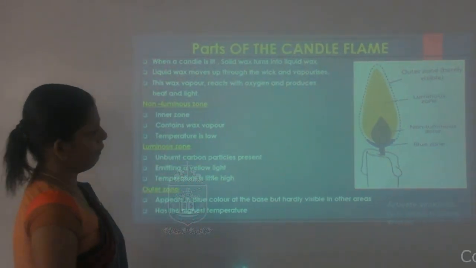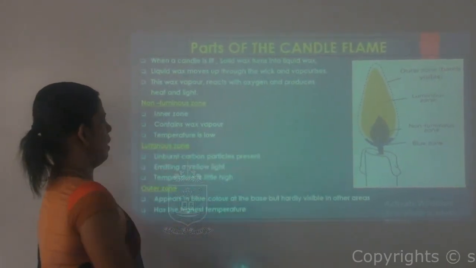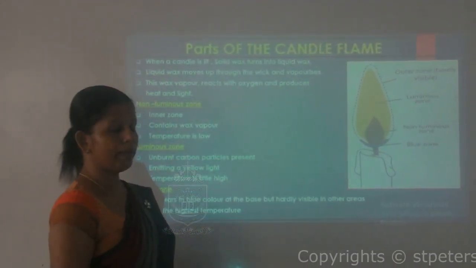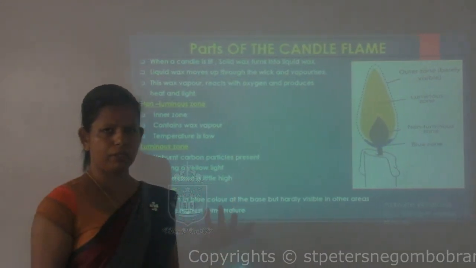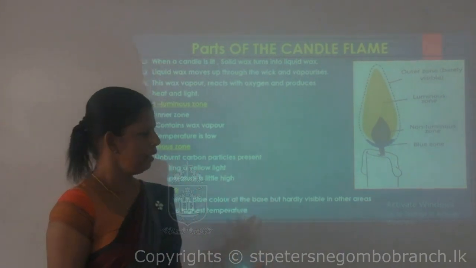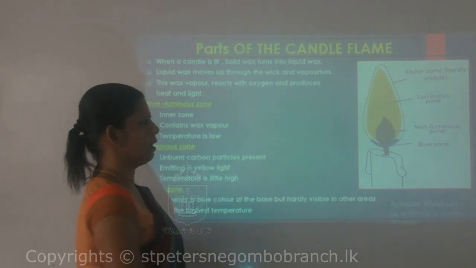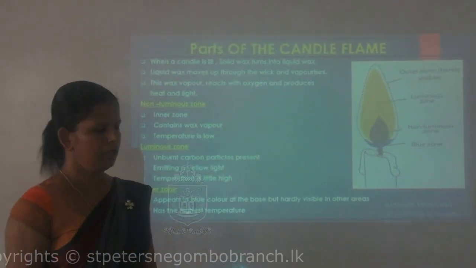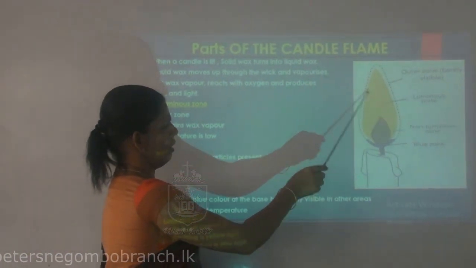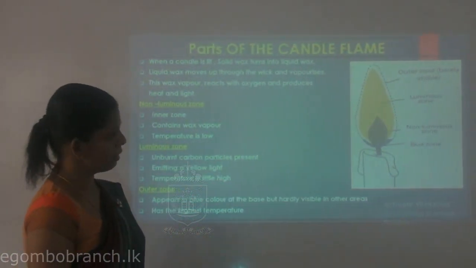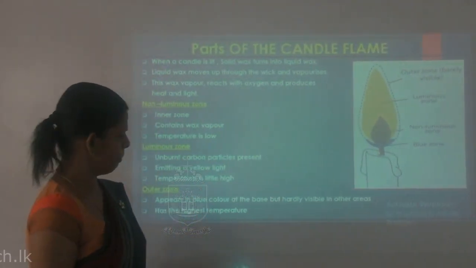Now, the non-luminous zone is the inner zone, and it contains wax vapor. The temperature is low in that zone. In the luminous zone, you can see it's a lighting color, a yellow color, and unburned carbon particles are there. The temperature is a little higher in the luminous zone.